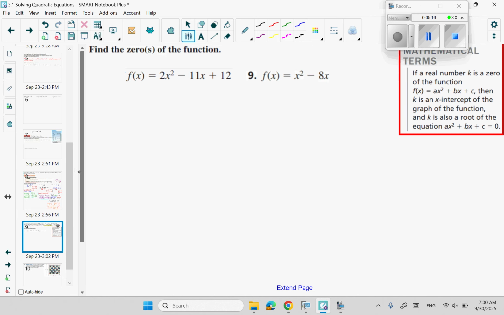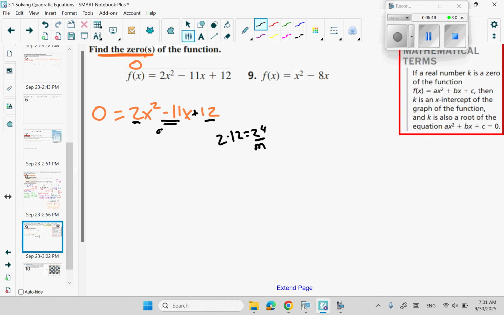Okay. Find the zeros of the function. All this means is 0 goes for an f of x. Otherwise, everything else stays the same. So I get 0 equals 2x squared minus 11x plus 12. And this is just a factoring problem. I would multiply a times c. 2 times 12 equals 24. So I need what multiplies to 24 that adds to negative 11. That would be negative 3 and negative 8.